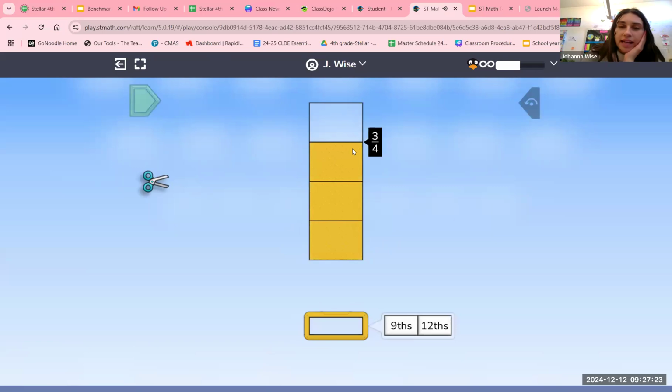All right, now notice I have 3/4, and this is where it might get tricky. We need to figure out, is it going to be 9ths or 12ths? So I have 3/4, 4 parts in my shape, and 3 parts of my shape are filled in. So that's why I have 3 on my numerator. 4 is my denominator. That's the total amount of parts that I have. I can either do 9ths or 12ths. I have to make that decision.